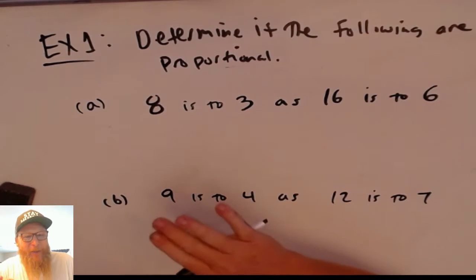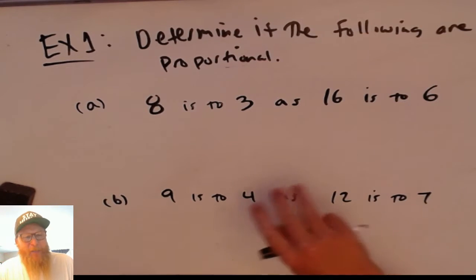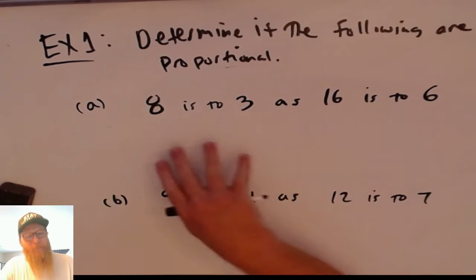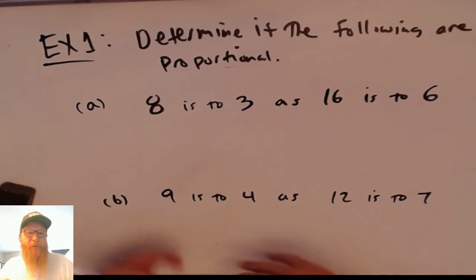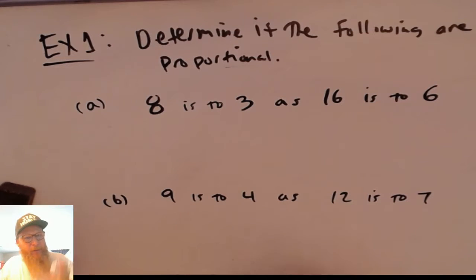Now, if you've got really good intuition or a good understanding of the relationship between numbers, you might be able to spot which one is proportional and which one's not. They could both be proportional. They could both not be proportional, or you have all the different possibilities.